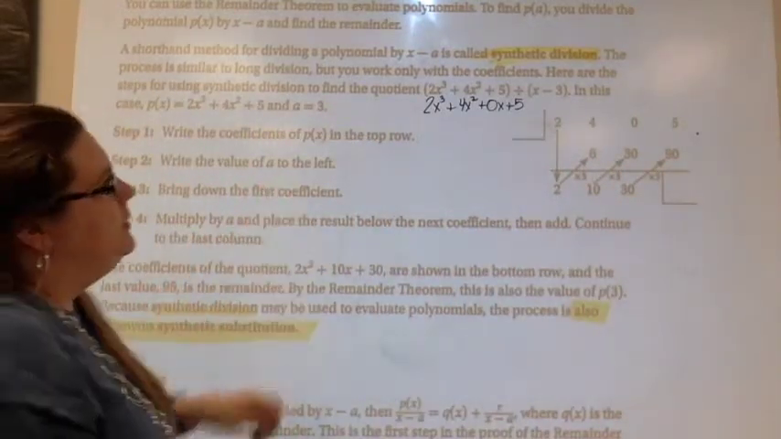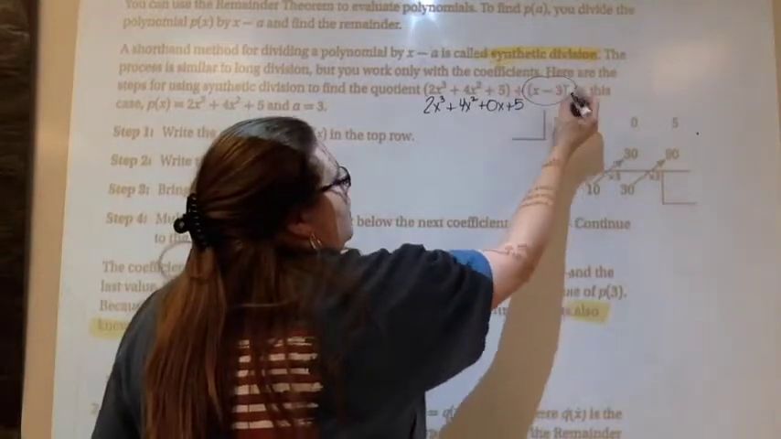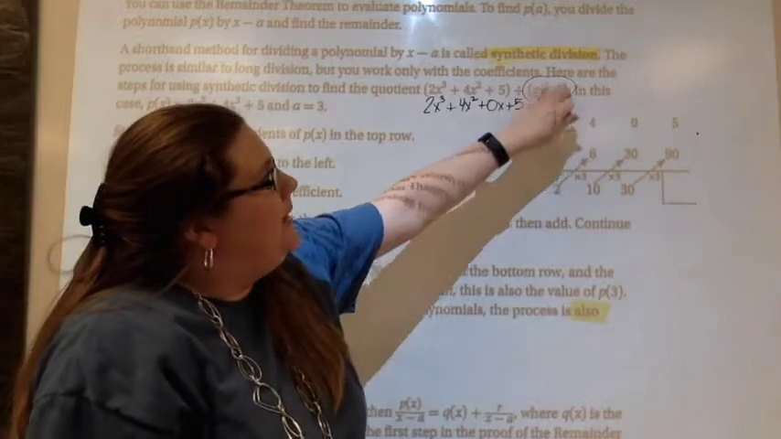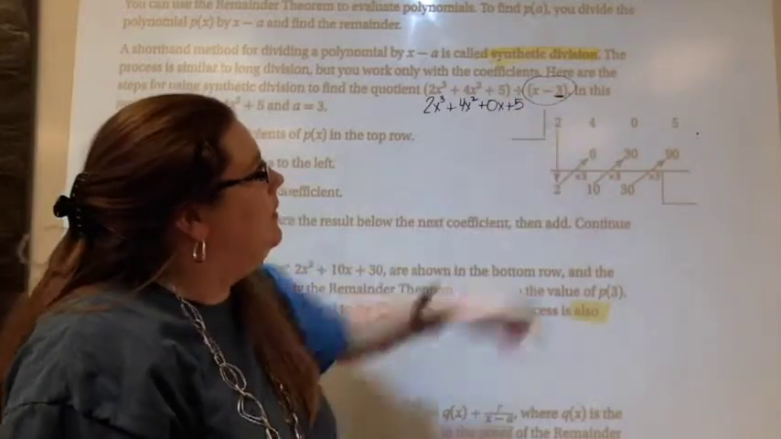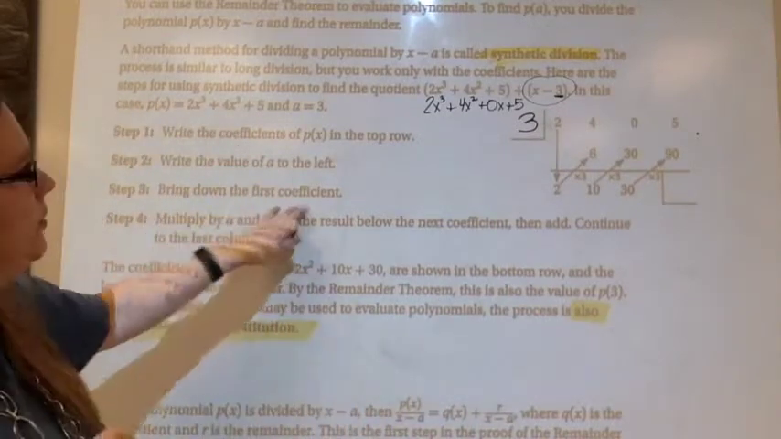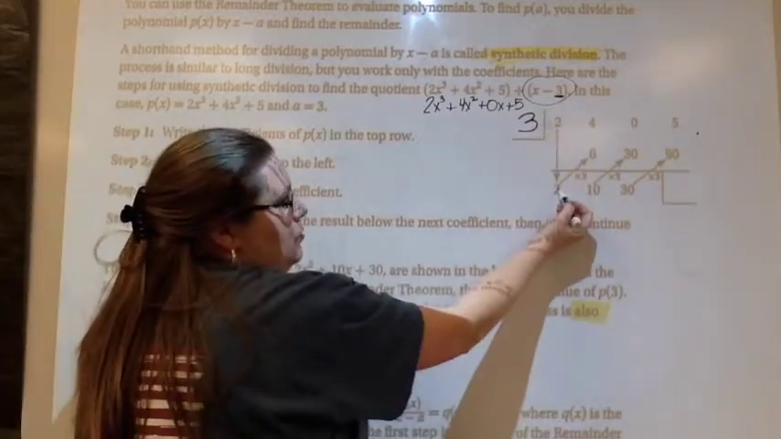And write the value of a to the left. Well, the value of a here is positive 3. Notice that this is in the form x minus a, so change the sign, and you end up with 3 there. Then it says to bring down the first coefficient, so they brought down the 2.